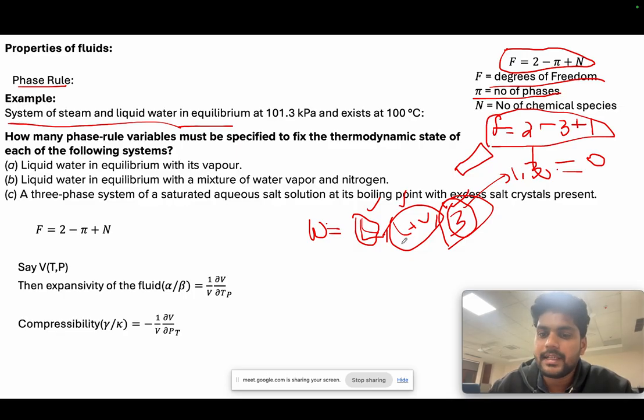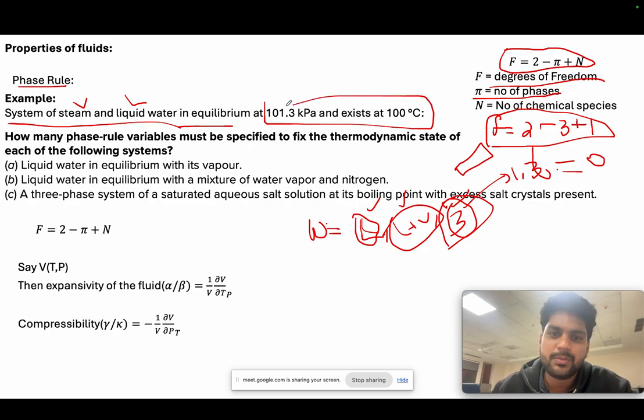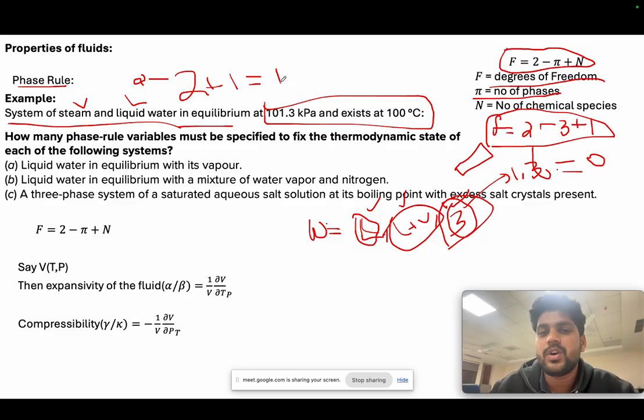Say suppose I take the liquid plus vapor case. I have the vapor and I have the liquid. Forget about these values for 2 minutes. I will apply the same equation here. It will be 2 minus the number of phases, which is 2, plus the number of chemical species, which is 1. It means we can play with one variable. You can move either this one or that one to understand how the steam and liquid water can vary.